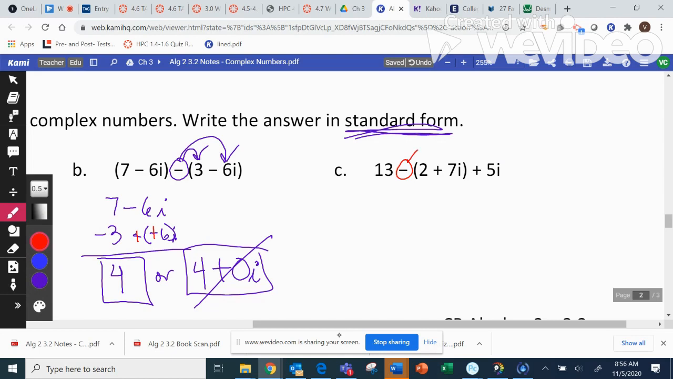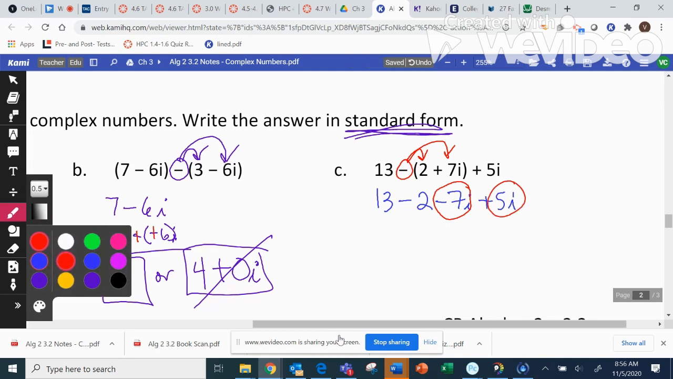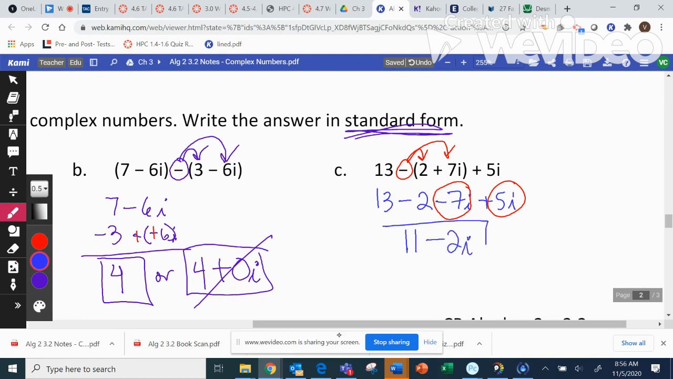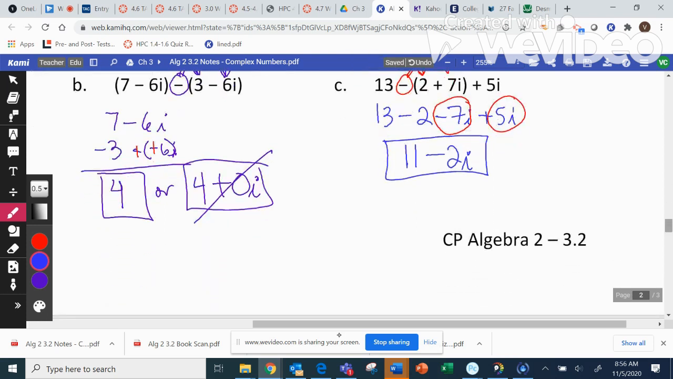Okay, for this one, we're going to distribute this minus sign. I'm going to have 13 minus 2 minus 7i plus 5i. We will combine our imaginary parts and our real parts. So I will have 11 minus 2i. If you all have questions, you want to stop me as I'm doing it, don't be confused here for 10 minutes and then ask me at the end. Ask me as I'm doing it so I can answer your questions.